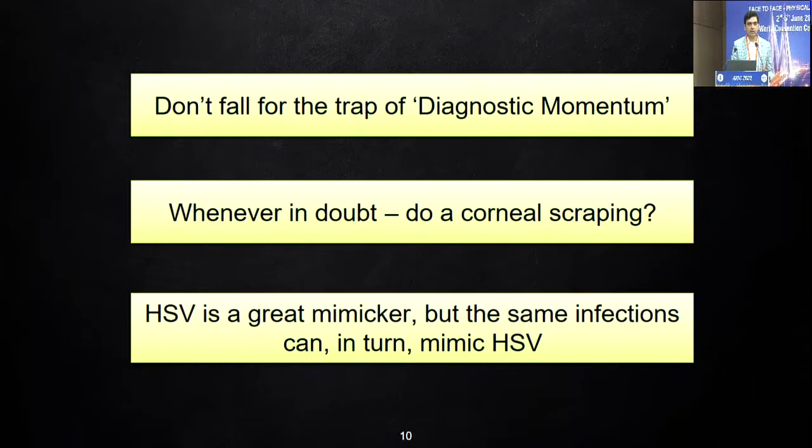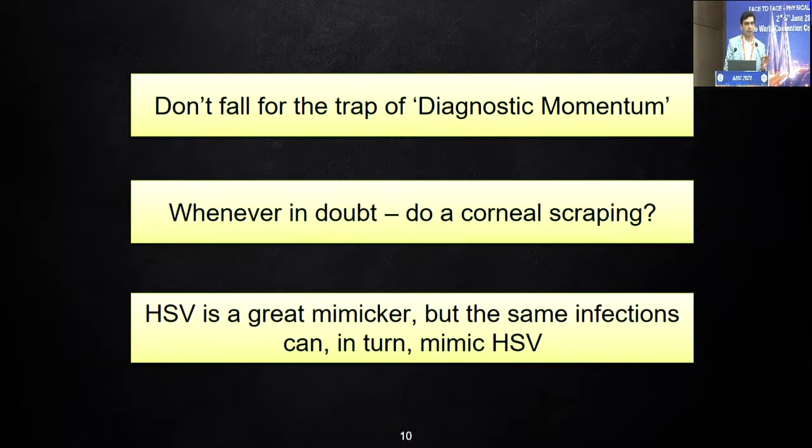So often we see patients who come to our clinic as a diagnosed case of HSV keratitis. No, there's no case which is a diagnosed case of HSV keratitis when the patient has first walked into your clinic. Look at it from a very fresh perspective. Don't fall for the trap of diagnostic momentum.